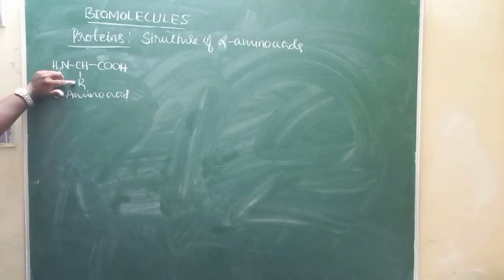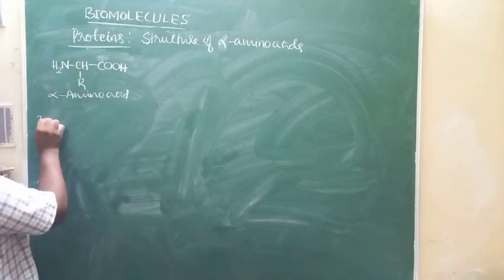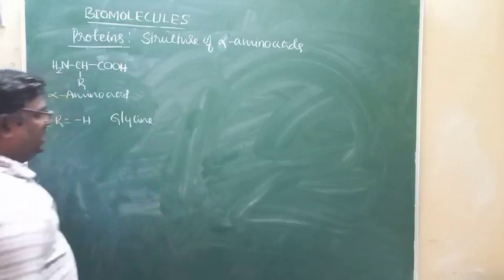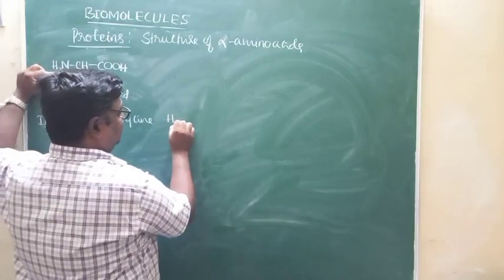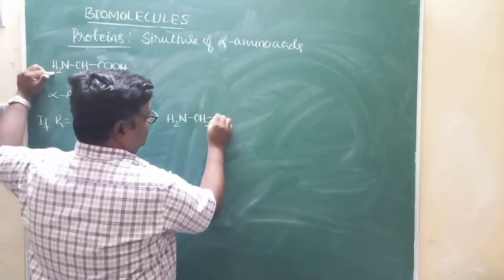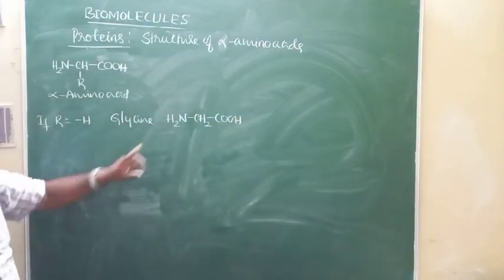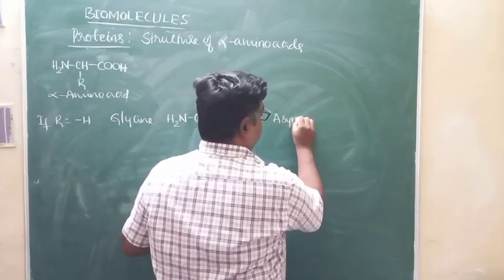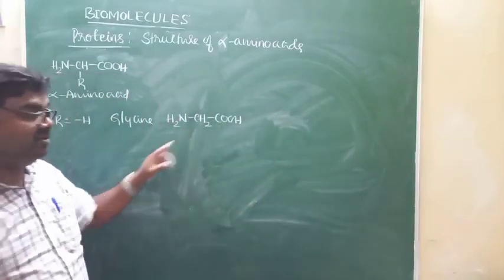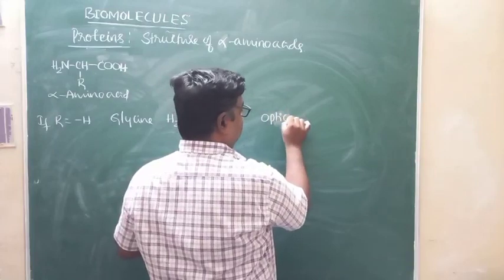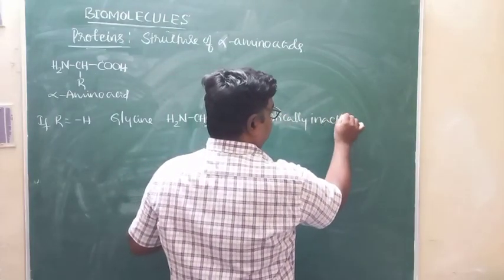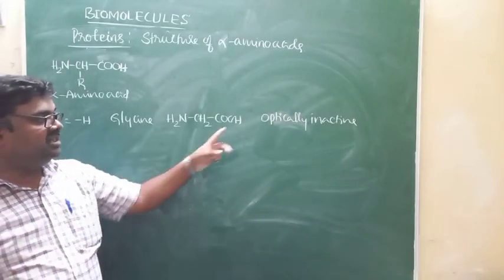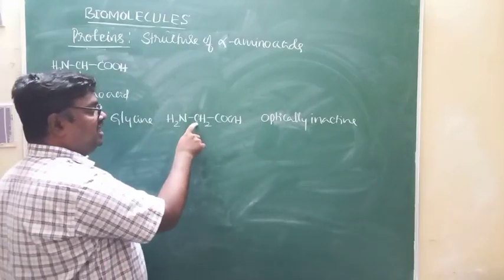Different alpha amino acids have different R groups. Let's observe. If R is equal to H, it will be glycine. The structure becomes NH2, CH2, COOH. This glycine does not contain any asymmetric carbon atoms, therefore it is optically inactive. Except glycine, all alpha amino acids are optically active. But glycine is optically inactive because it does not contain an asymmetric carbon atom.